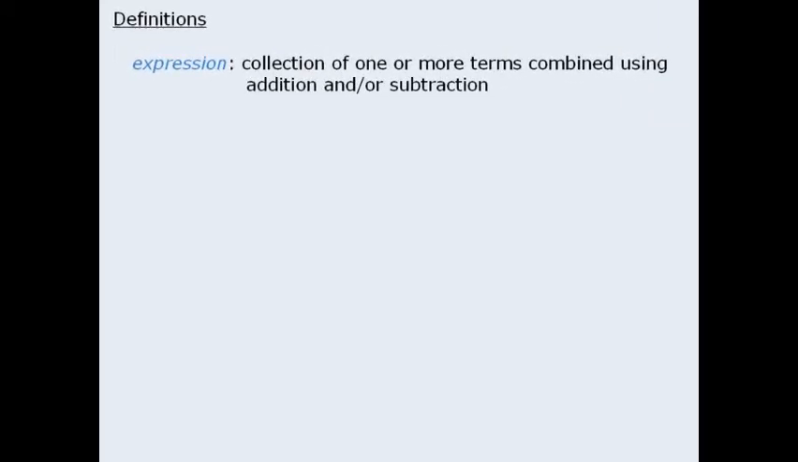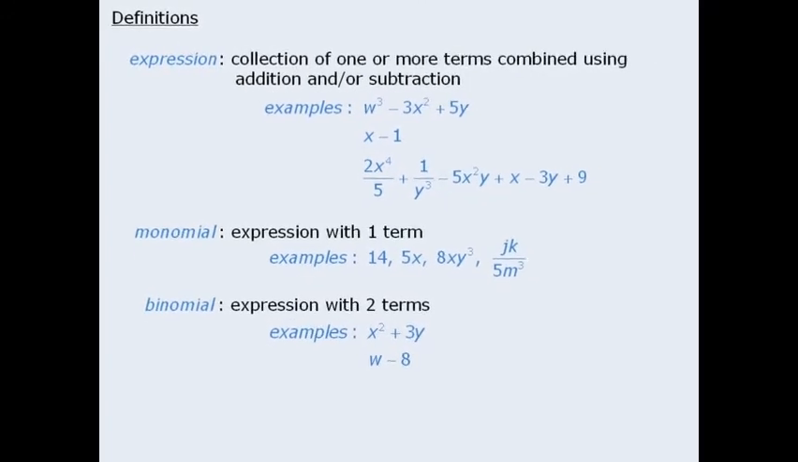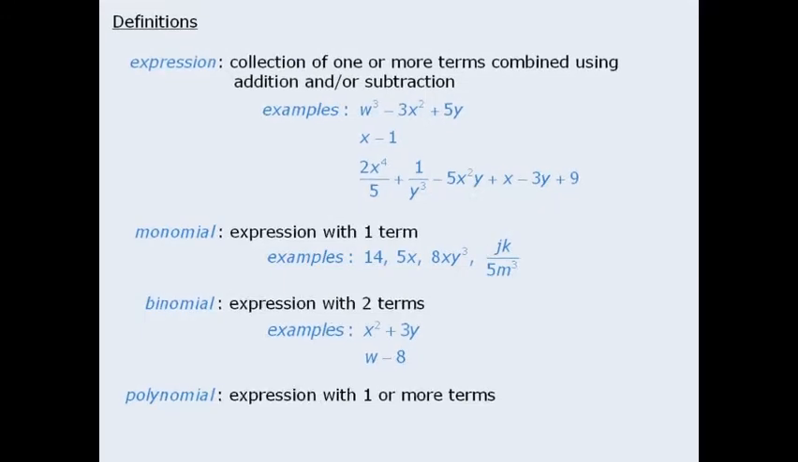The next word is expression. This is a collection of one or more terms that are combined using addition and/or subtraction. So some examples of expressions include w cubed minus 3x squared plus 5y, x minus 1, and so on. Now a monomial is an expression consisting of one term. A binomial is an expression consisting of two terms, and in general, the word polynomial applies to any expression consisting of one or more terms.